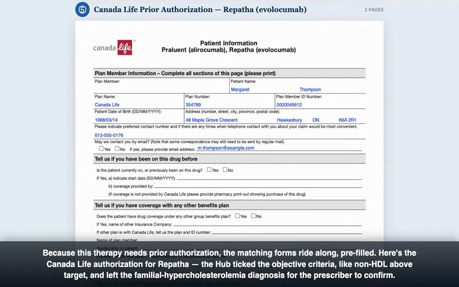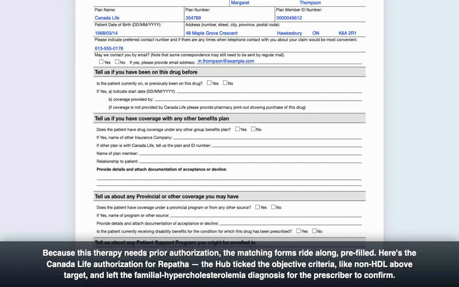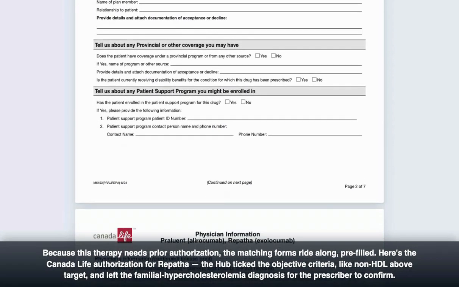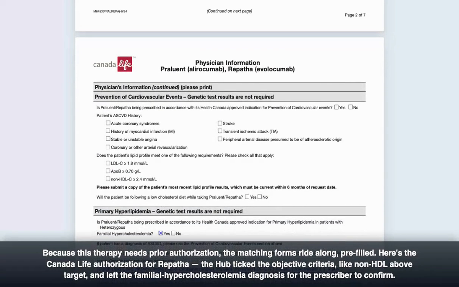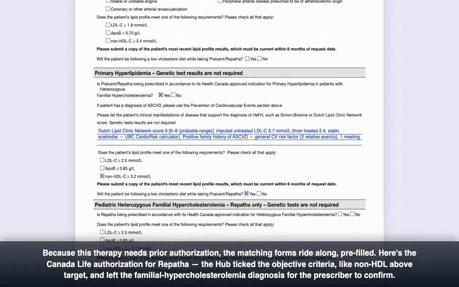Because this therapy meets prior authorization, the matching forms ride along, pre-filled. Here's the Canada Life authorization for Repatha. The hub ticked the objective criteria, like non-HDL above target, and left the familial hypercholesterolemia diagnosis for the prescriber to confirm.